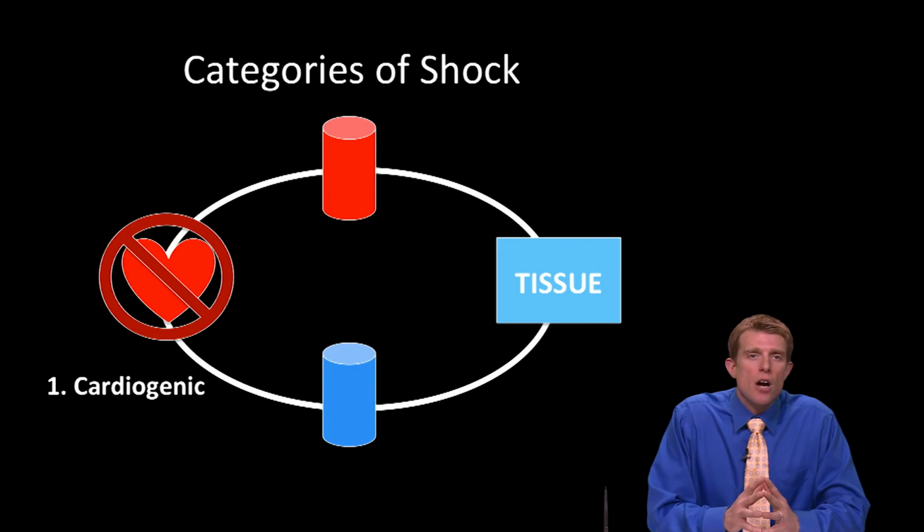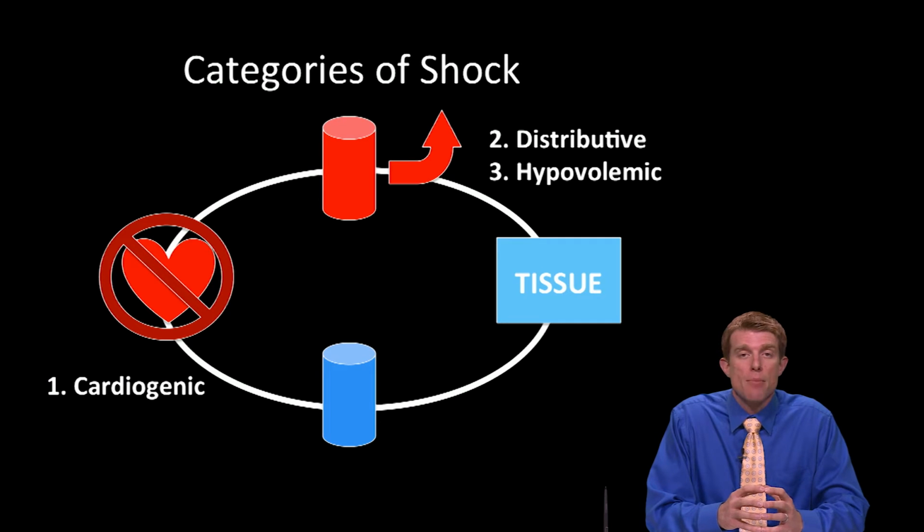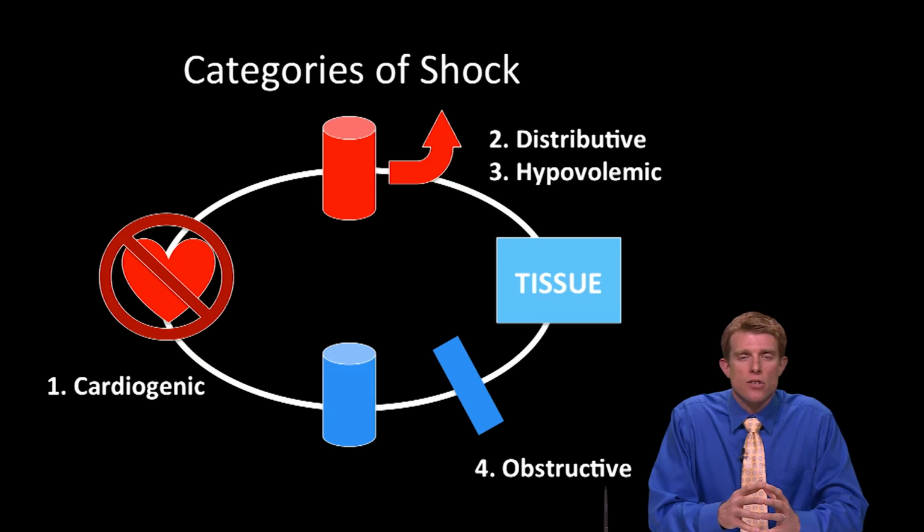Our categories of shock then are when the pump is not working, cardiogenic shock; when there is leaking or loss of fluid, there's not enough fluid in the circulatory system, and that can be in distributive shock or hypovolemic shock; or if there's a blockage in that system where the blood or fluid cannot flow by, obstructive shock.